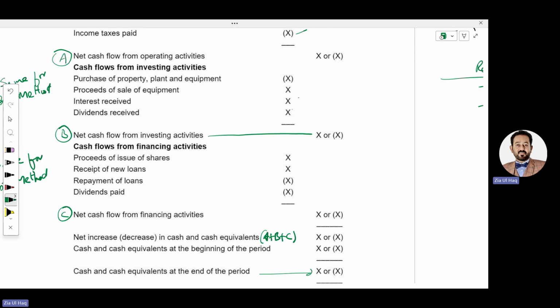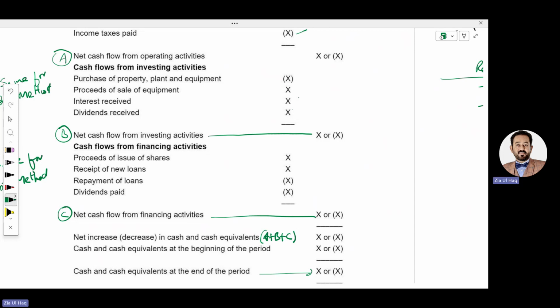Then we will calculate cash flow from financing activities. Proceeds of issue of shares. I mean, if we have issued shares, there is inflow, positive. Receipt of loan. If we have obtained a loan, so cash is inflow. Repayment of loan, outflow. Dividend paid to whom? Shareholders, outflow. So we will calculate net cash flow from financing activities.